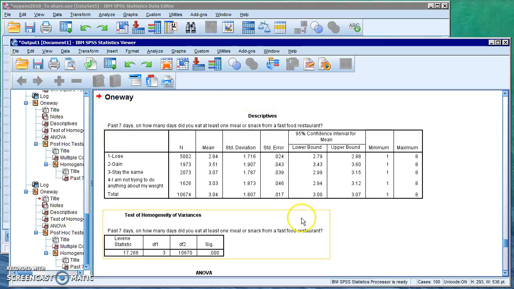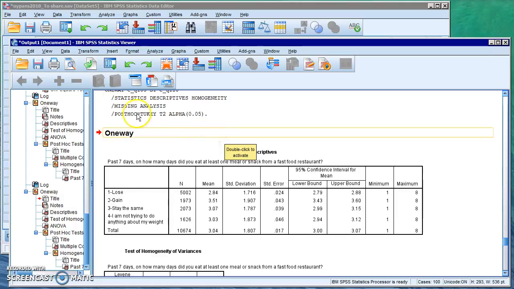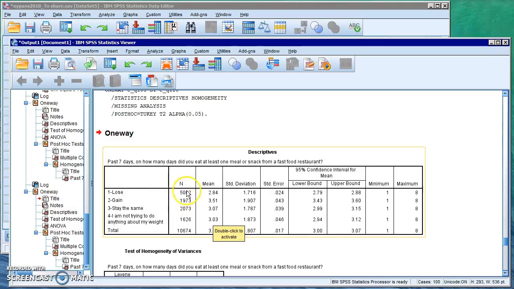Here's an example of what it had been, and here's our one-way output. And first you get your descriptive statistics, and this looks at the mean number of days that the people who answered these questions ate fast food. And so it shows you that of this sample of 10,674, a little less than half were trying to lose weight, and then the others are divvied up in the other 3 categories.